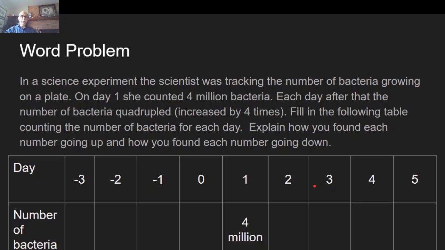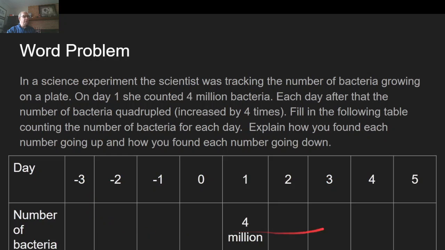Let's try this word problem. Take a minute and figure this one out. In a science experiment, the scientist was tracking the number of bacteria growing on a plate. On day 1, she counted 4 million bacteria. Each day after that, the number of bacteria quadrupled, increased by 4 times. Fill in the following table, counting the number of bacteria for each day. Explain how you found each number going up and how you found each number going down.